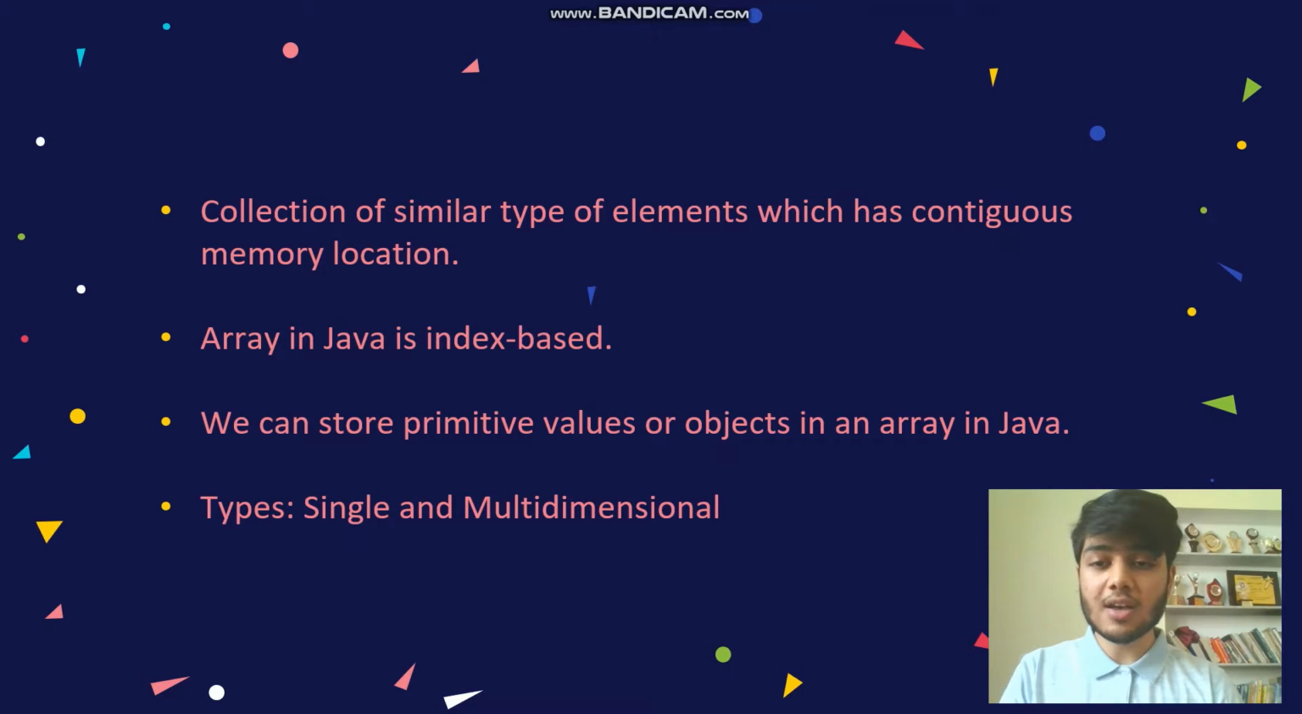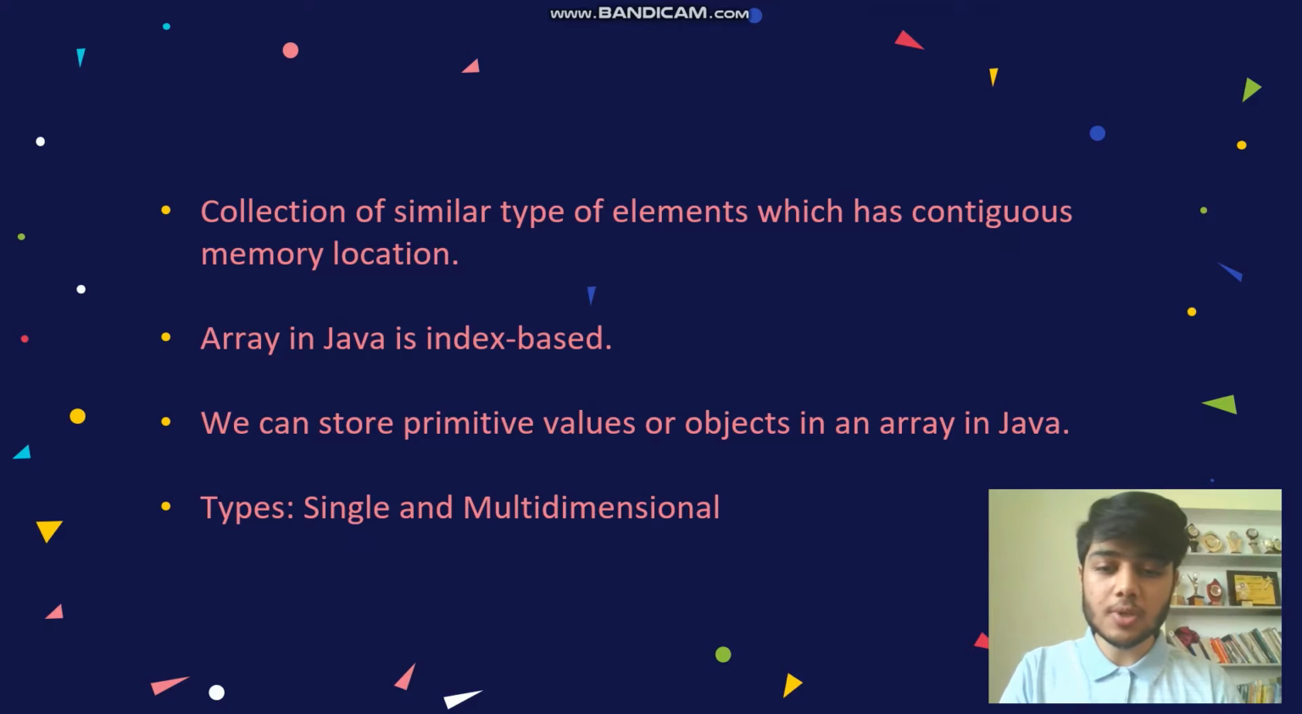An array in Java is a collection of similar type of elements which has contiguous memory location. And Java array is index based, which means the first value will be at the zeroth index, the second value will be at the first index, and so on. We can store primitive values or objects in an array in Java. We can either store primitive values, which are basically of eight types: int, byte, short, long, float, double, boolean, and character. We can also store objects in a Java array, which we are going to see in a while.